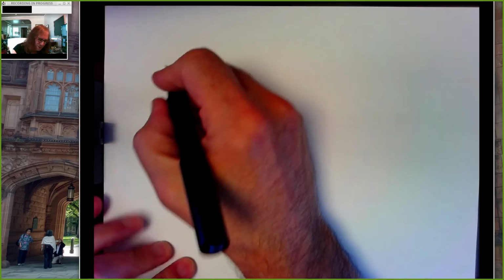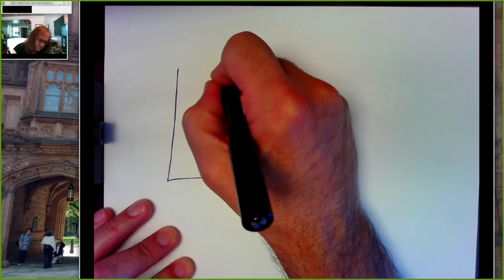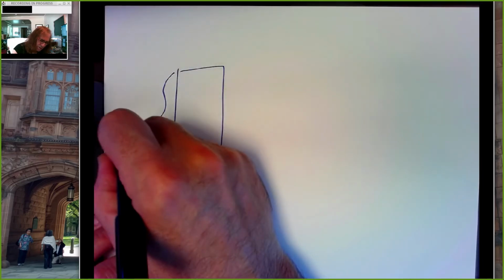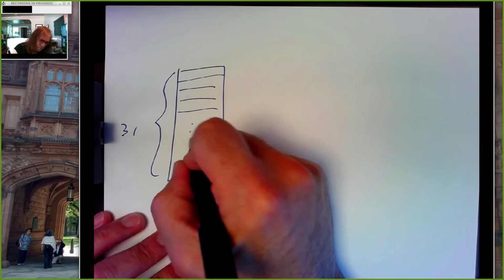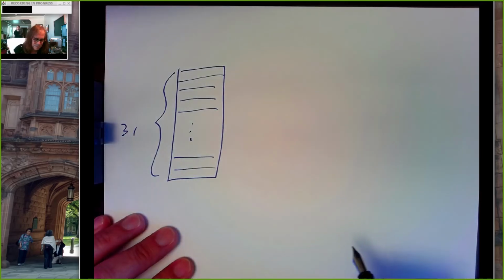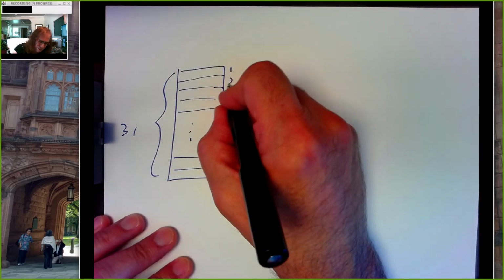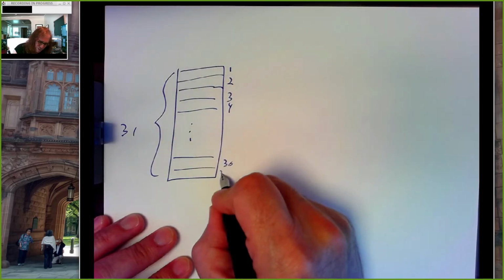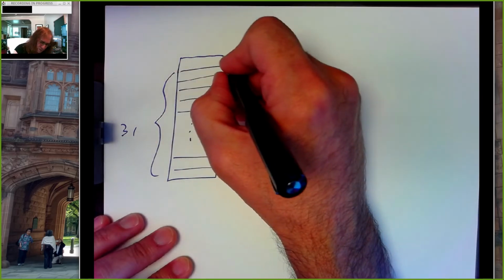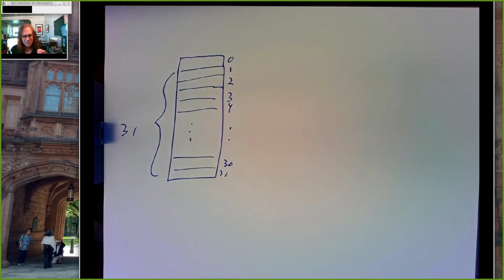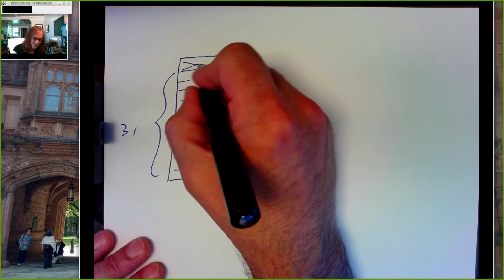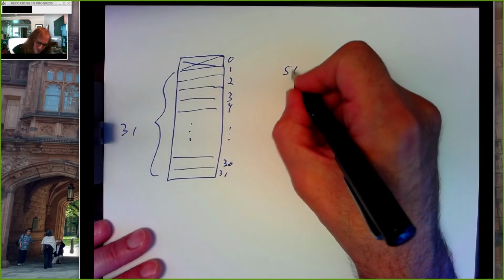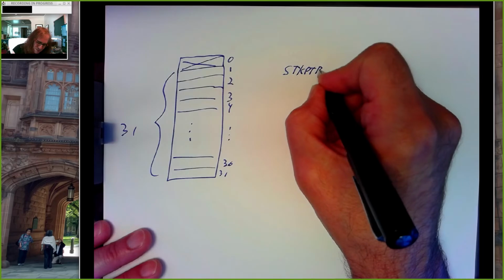So let's look at the stack on this particular PIC processor. We can think of the stack as 31 locations. We can number these locations 1, 2, 3, 4, all the way down to 31. We usually start numbering from 0, but stack location 0 actually doesn't exist. It's kind of weird. And there's a stack pointer, STKPTR.